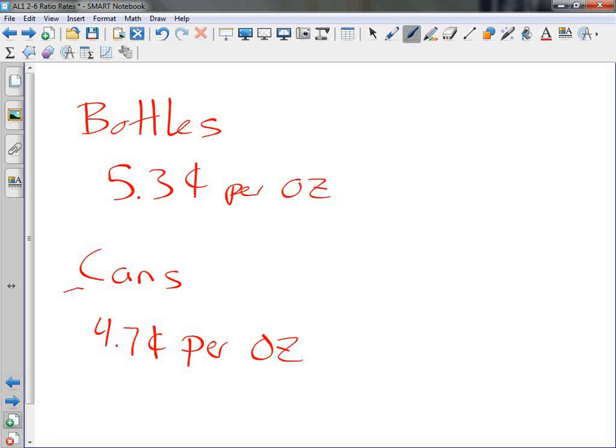Does anybody here go with their parents to Costco? Why is Costco so dang cheap? Because you buy barrels of ketchup, right? You buy a whole big barrel, you don't need to pay as much per ounce, right? Okay.